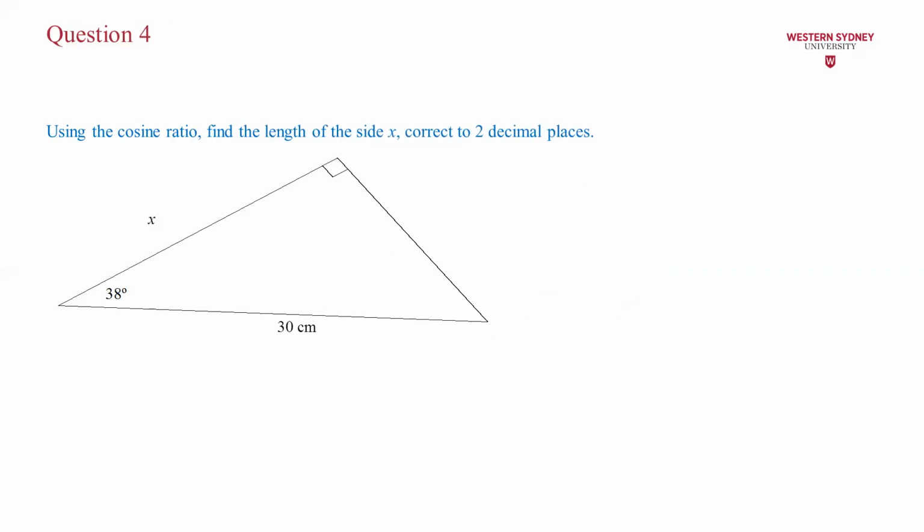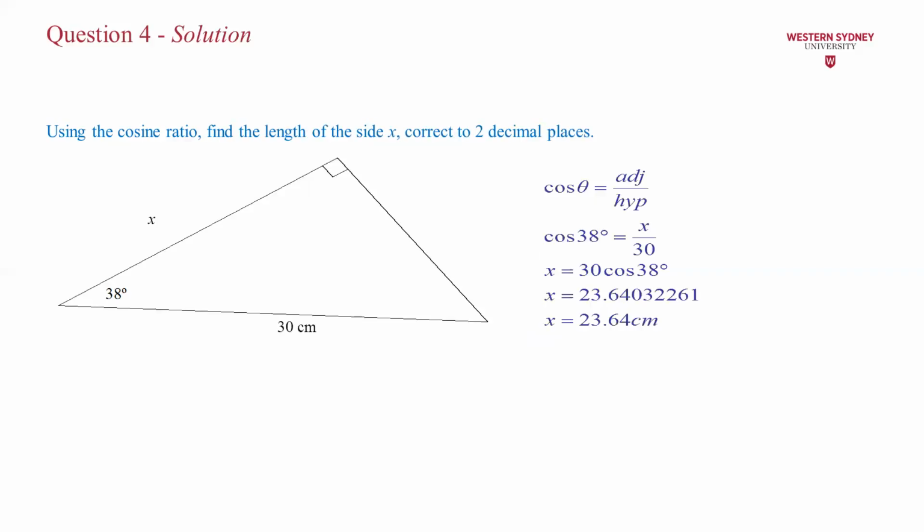Question 4. Using the cosine ratio, find the length of the side x correct to 2 decimal places. Pause the video now. We have the hypotenuse and the adjacent side. Substituting the values into the equation gives us cos 38 degrees equals x over 30. Multiply both sides by 30 and use your calculator to get the value. Round it then to 2 decimal places to get 23.64.